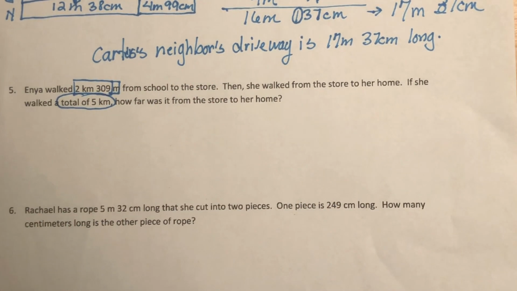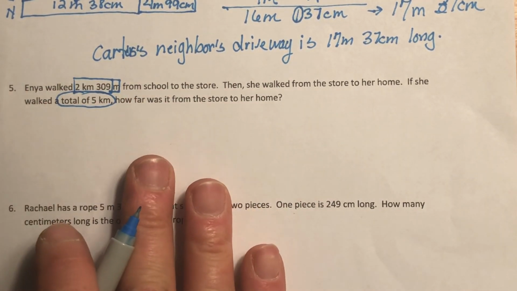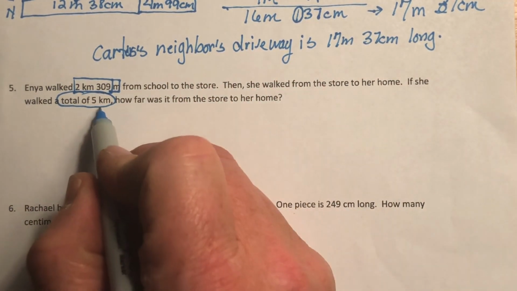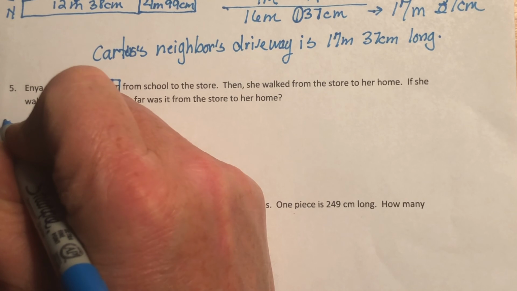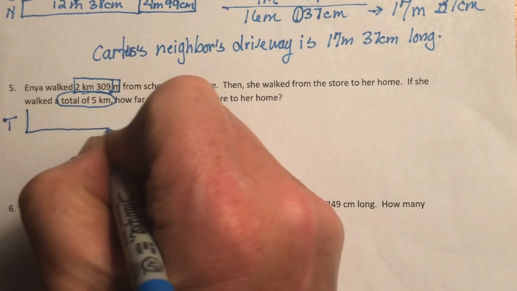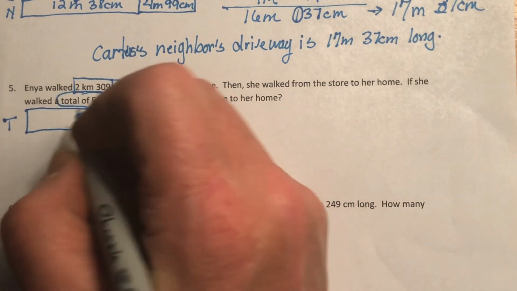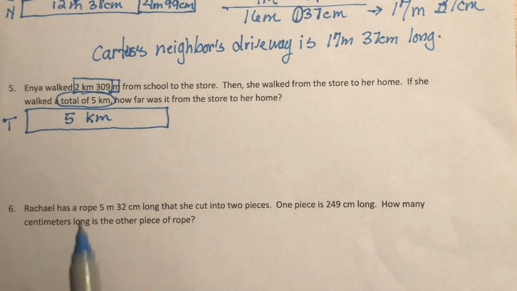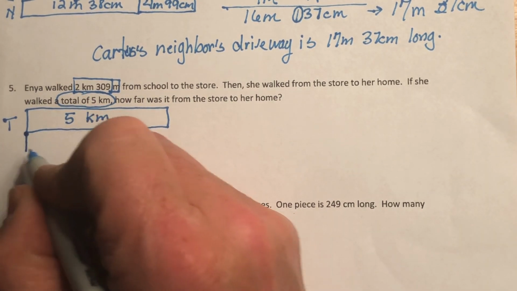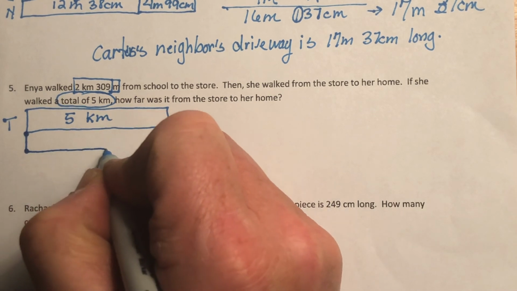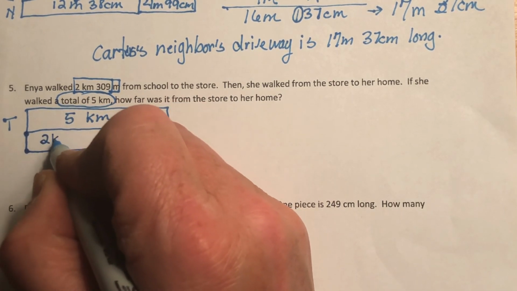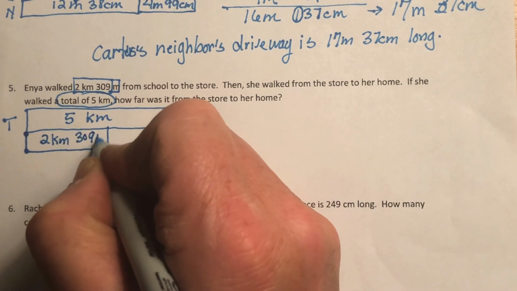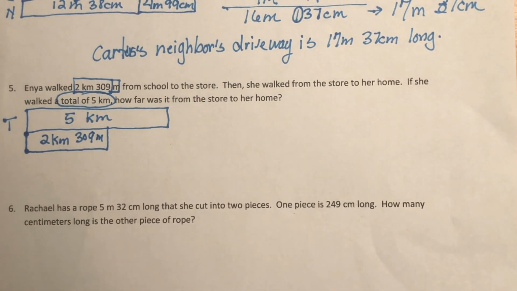Okay. So I'm gonna draw this out as a tape diagram. I'm going to write my total distance, which is 5 kilometers. First, put down my total, T for total. That was 5 kilometers. So she walked this total distance of 5 kilometers, okay? All right. Now, I know that she walked from school to the store. So from school to the store would be here. And how far was that? Oh, 2 kilometers, 309 meters. Okay, that makes sense. All right.